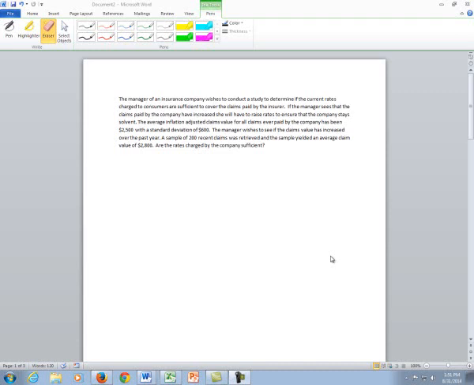The manager of an insurance company wishes to conduct a study. Okay, we've just seen our first buzzword that we're always looking for: that word study. So what that tells us is this is a research hypothesis. The manager wishes to conduct a study to see if the current rates charged to customers are sufficient to cover the claims by the insurer. If the manager sees that the claims paid by the company have increased, she will have to raise the rates to ensure that the company stays solvent. So we're looking for an increase.